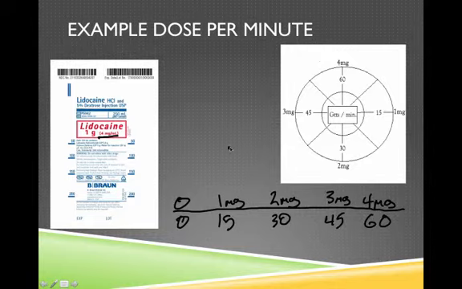So if we keep the clock up here, that's the same thing that this is. This is why it's called the clock method: 1 milligram would be 15 minutes or 15 drops. 2 milligrams would be 30. 3 milligrams would be 45, and 4 milligrams would be 60.